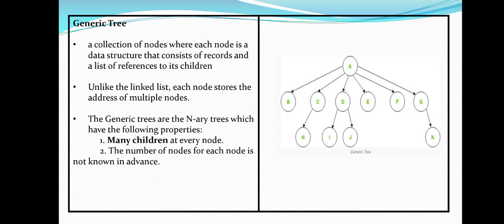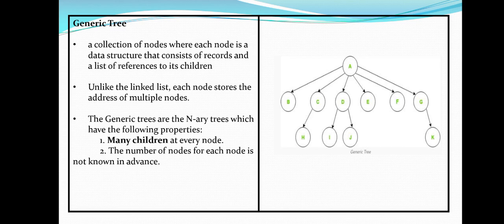The second property is the number of children for each node is not known in advance. It may have any number of children, but we don't know in advance. If you see the example of generic tree, node A has 6 children, node D has 2 children. So this is an example of generic tree.